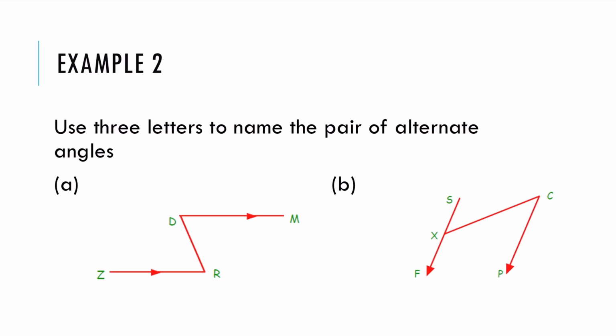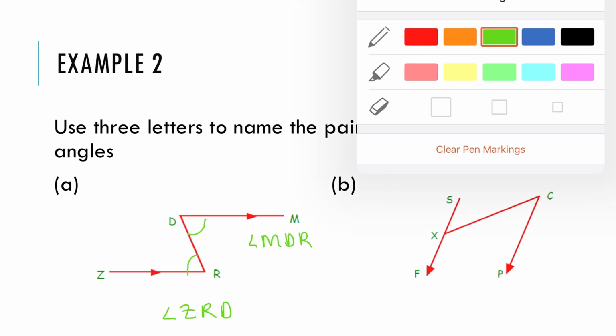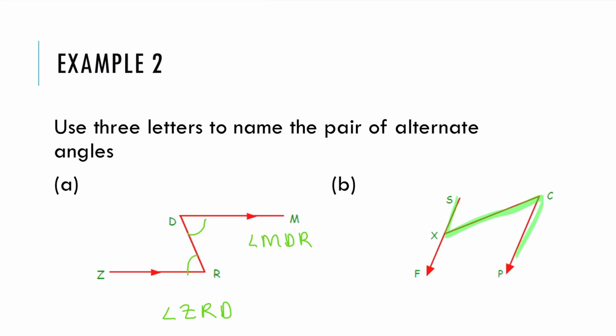Use three letters to name the pair of alternate angles. So this is one of the angles here. This angle is angle MDR. This angle here is another one of the angles. This is angle ZRD. In part B, our Z shape is here, which means it's this angle and this angle that are alternate. So our first angle is angle SXC and our second angle is angle XCP.